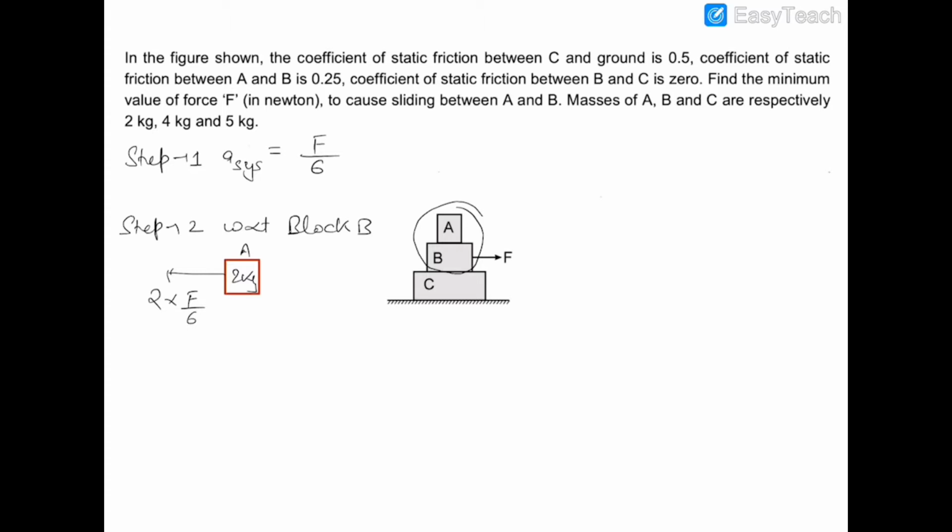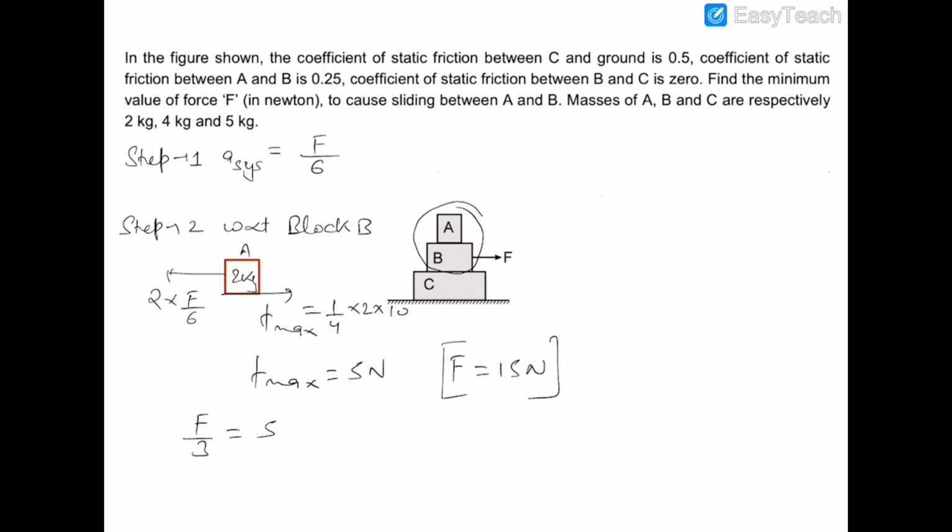And the maximum friction which can act between them will be equal to mu mg. So mu is 1 by 4 and m will be 2 and g will be 10. So F max will be equal to 5 newtons. Now F by 3 is equal to 5 and F will be equal to 15 newton. This is the minimum required force for sliding between A and B.